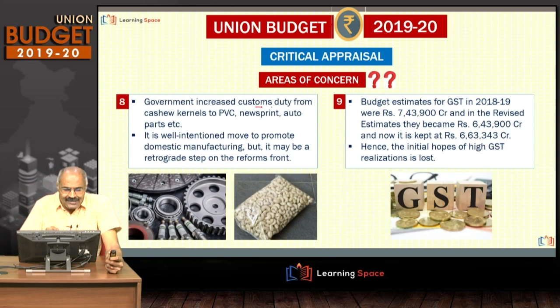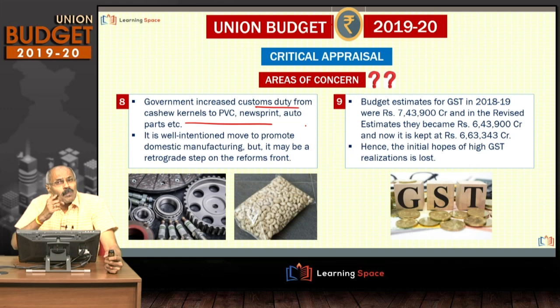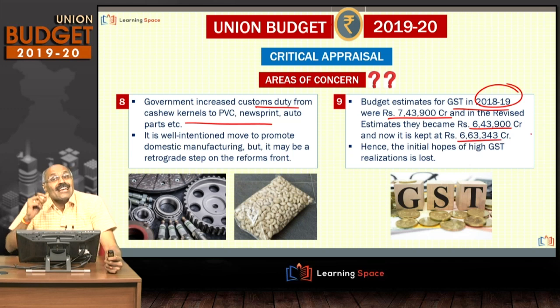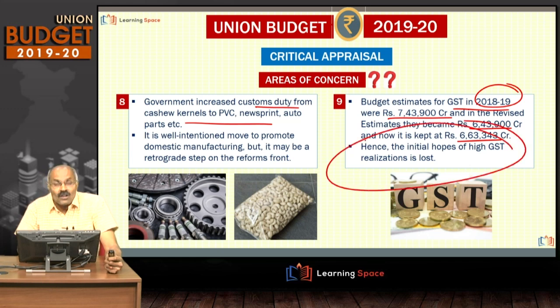Then government increased customs duty, basically to give thrust to Make in India, but it is a retrograde step if you look at it from the government reforms perspective. Friends, budget estimates for GST: if you see the original budget document for 2018-19, it says 7.43 lakh crores of rupees. In the revised estimate, it was brought down to 6.43 lakh crores, and now it is 6.63 lakh crores. That means the initial hopes of high GST realizations are lost.